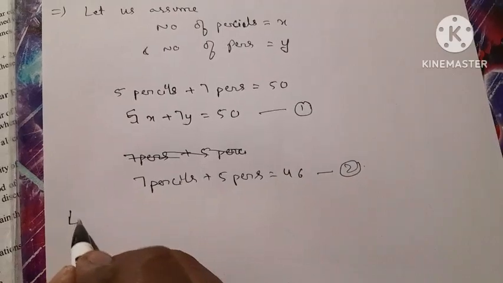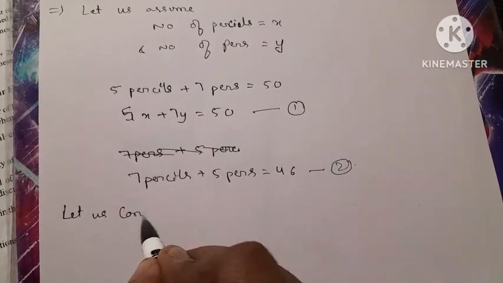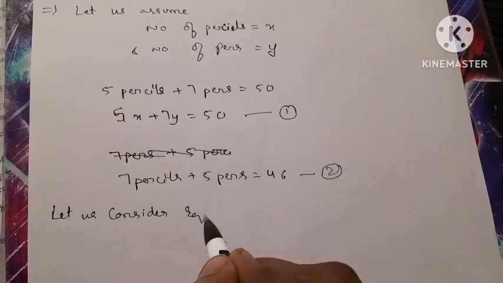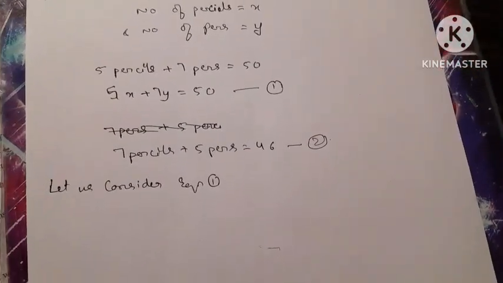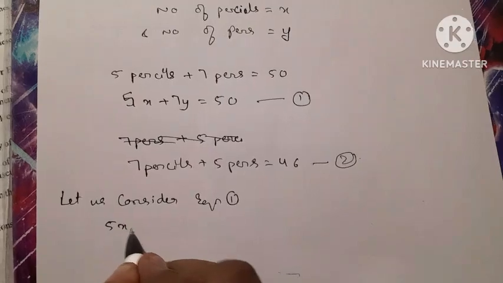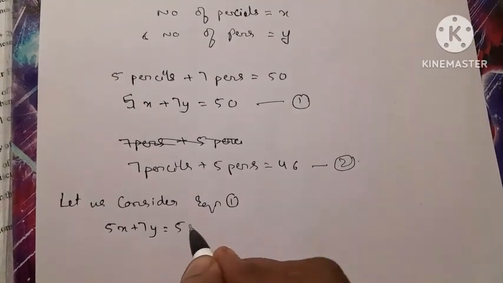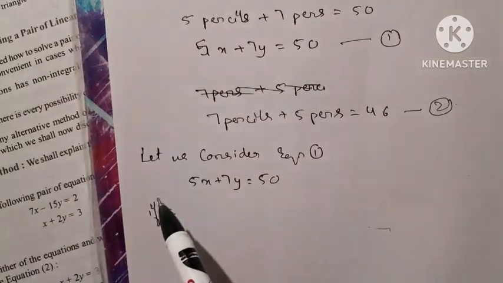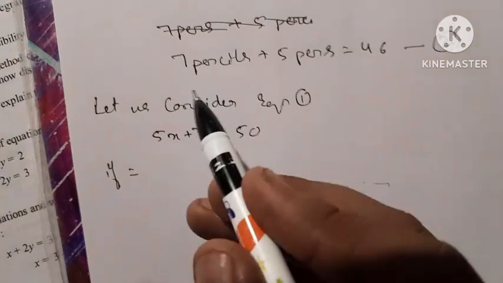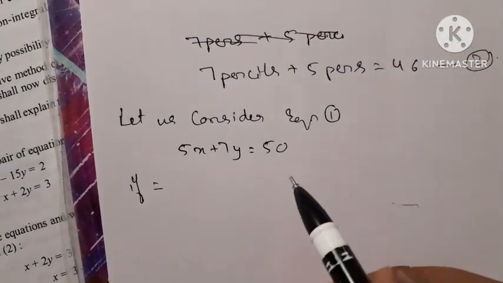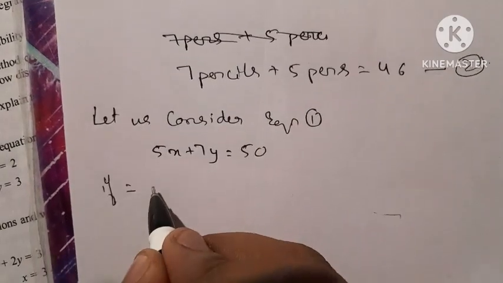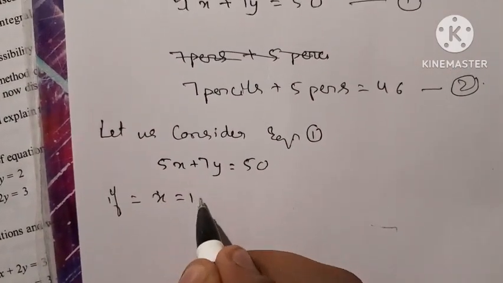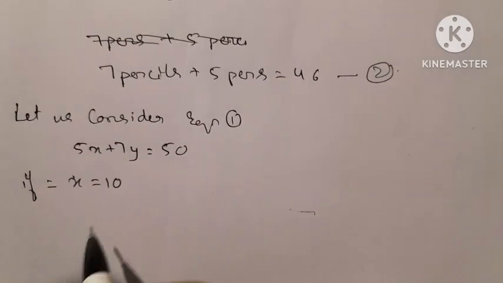So let us consider equation 1, which is 5x plus 7y equal to 50. In this question, there is one thing you have to remember. You have to apply a trick. See, we have to consider x and y values such that it is simpler to solve. Suppose if I take x here as 10, if x equal to 10, assume value, then what will we get?